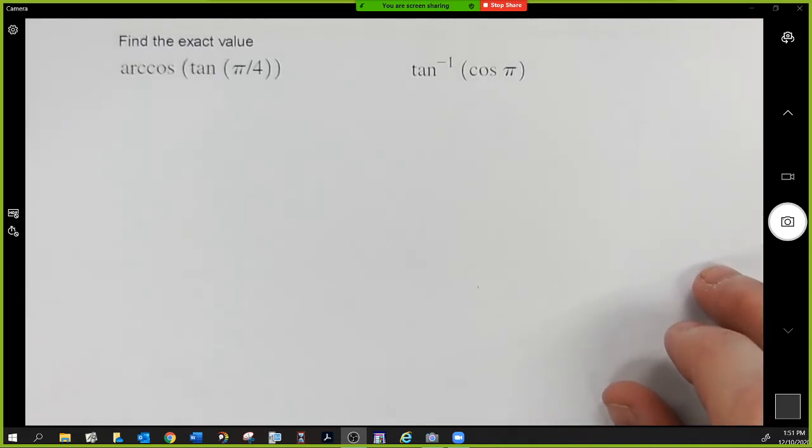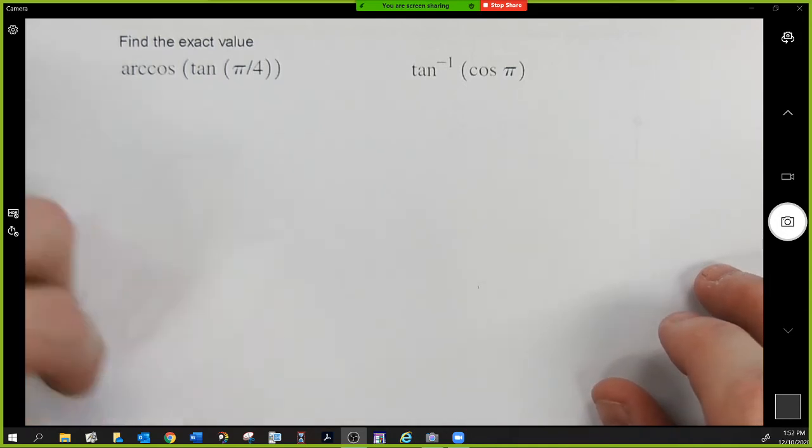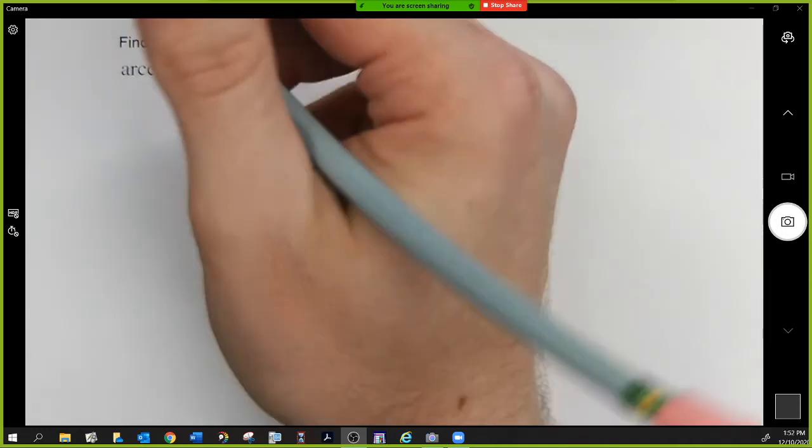Let's continue to compose. This one says arc cos. I'm not going to write that. I'm going to write cosine inverse.